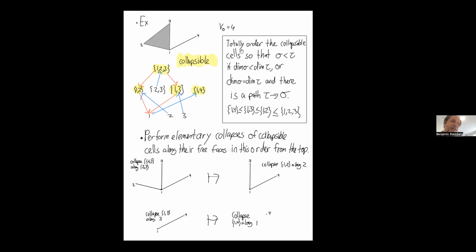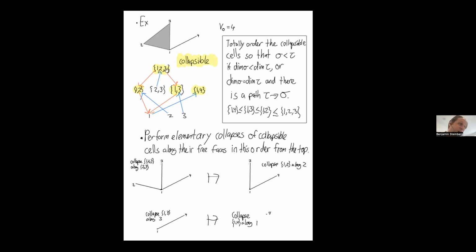Okay, now the way you're going to collapse this thing is you're going to totally order all the collapsible cells, sigma and tau, in such a way that if the dimension of sigma is less than the dimension of tau, then sigma should be smaller than tau. Or if they have the same dimension and there's a directed path from tau to sigma, then sigma should be less than tau.